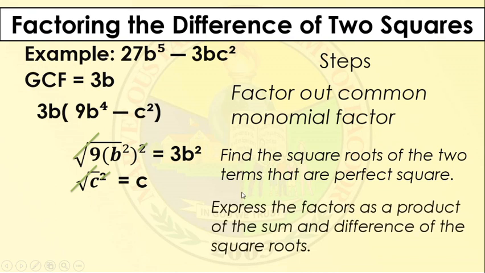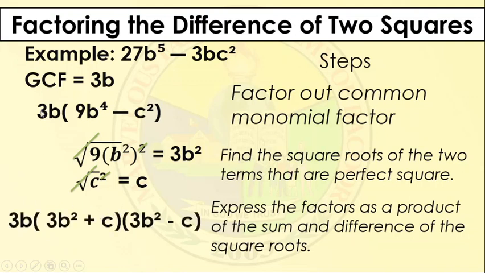And the next, express the factors as the product of the sum and difference of the square root. Okay, so susulat na natin yung kanilang factor. We have 3, copy pa rin natin yung GCF, hindi pwede makalimutan si GCF. 3b, quantity 3b square, yung first term natin, plus yung second term, c. Okay, yung pangalawang term natin. Next, 3b square minus c.